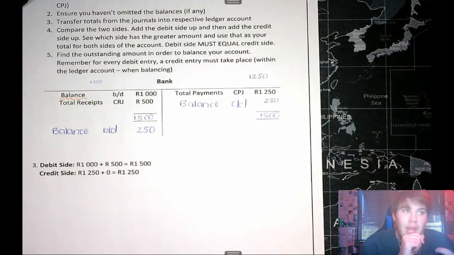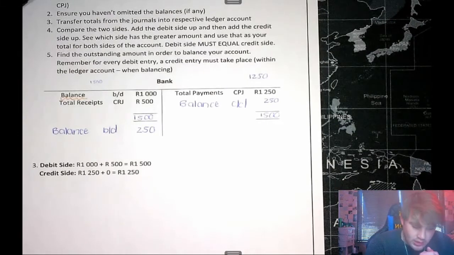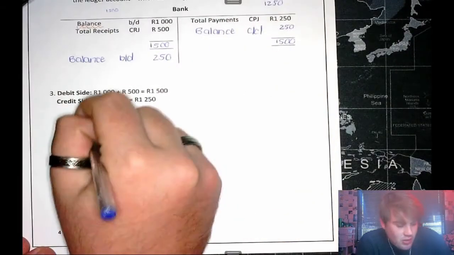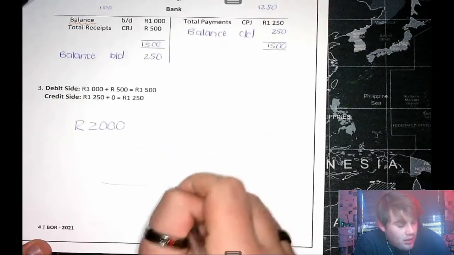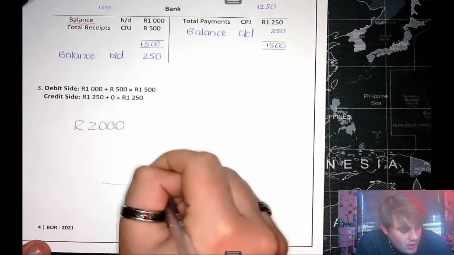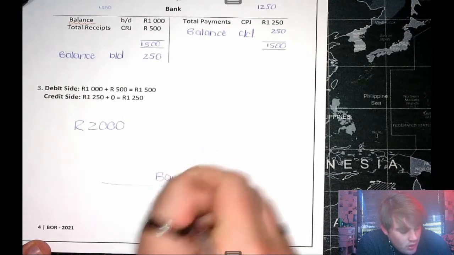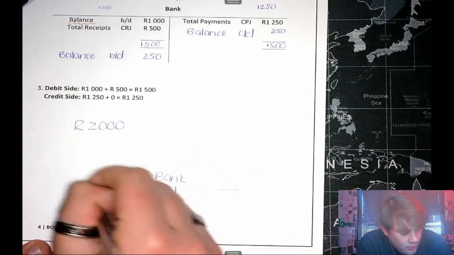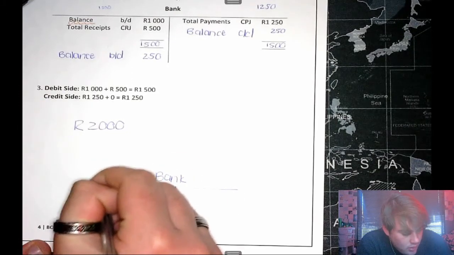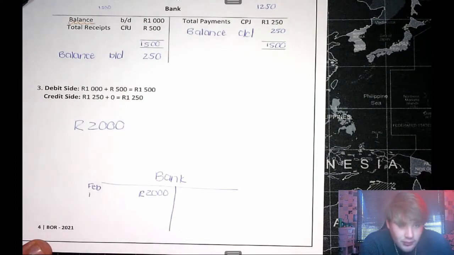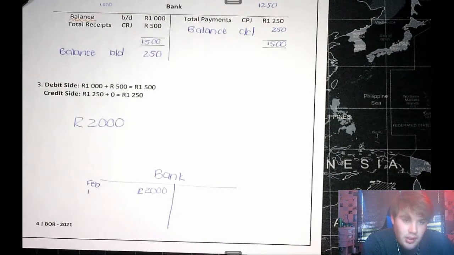If I gave you a monthly allowance of 2000 rand, for example, I'm going to write it here at the bottom, 2000 rand allowance. And I'm going to draw a mini bank account for us. So I've given you 2000 rand on, let's say, February the 1st.